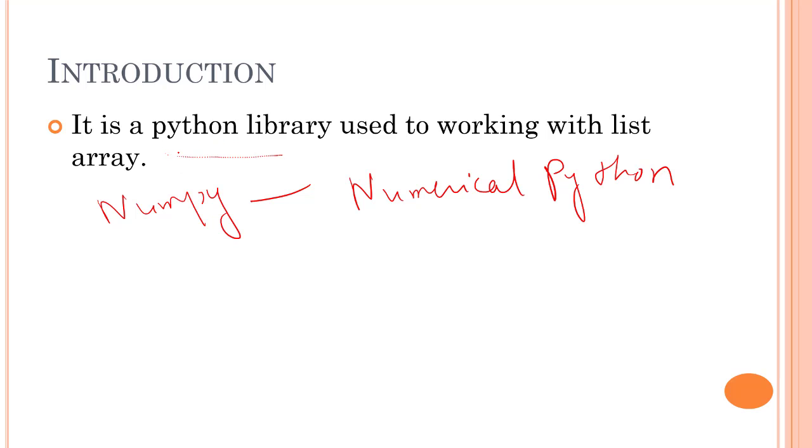It's a Python library. Python library means there are various types of libraries or packages already available in Python which we can use. NumPy is one of those libraries. With the help of this, we can work with the features of lists and arrays, which is not possible in plain Python. To use those particular things, we use NumPy.